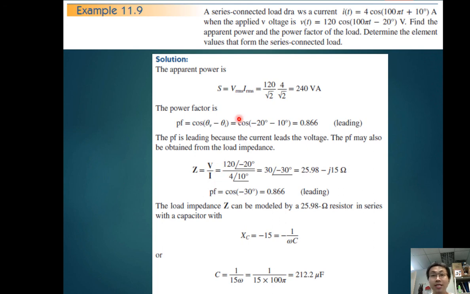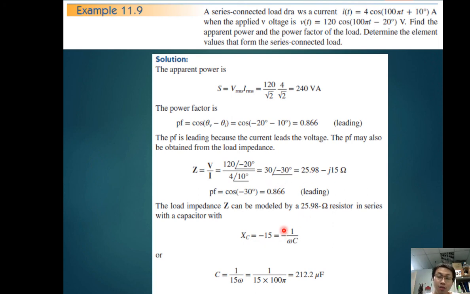So the power factor may also be obtained from the load impedance, where Z equals V over I. For V, I copy 120 cos angle negative 20, and then divide by my I, which is 4, cos angle plus 10. So I found the impedance like this. And then my power factor is cos negative 30 degrees, which is 0.66. And the load impedance can be modeled by a 25.98 ohm resistor in series with a capacitor, where XC is equal to negative 15.